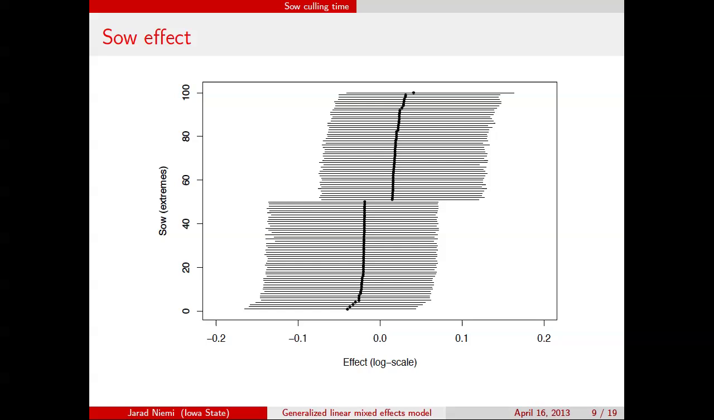Okay. Thoughts on this plot? It's very similar, obviously, to the grandsire plot.